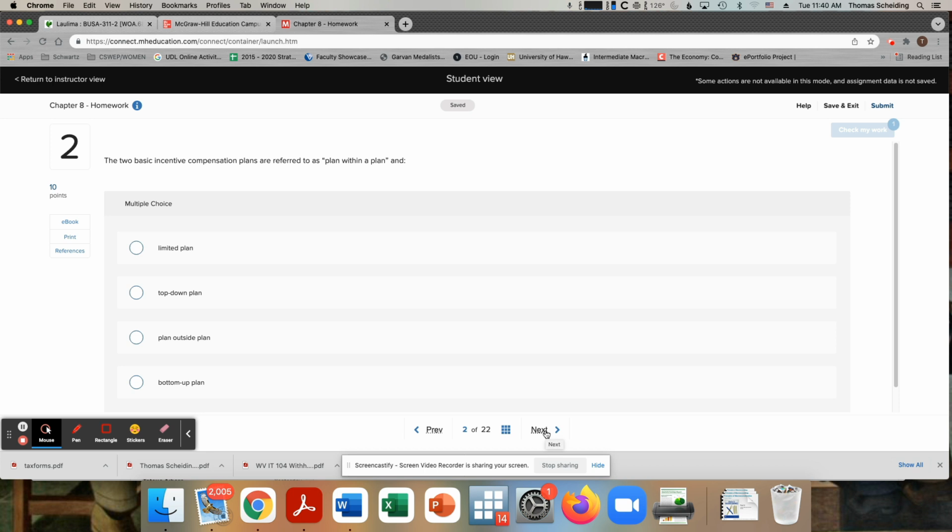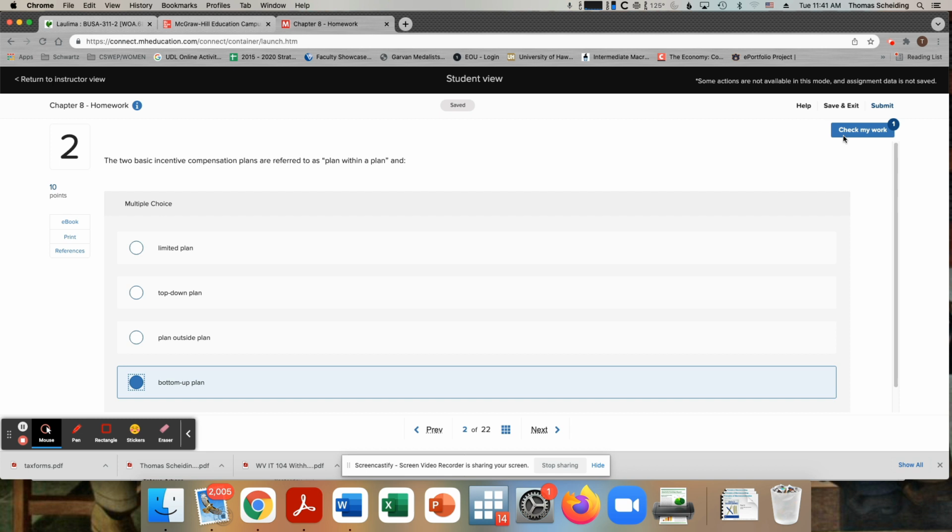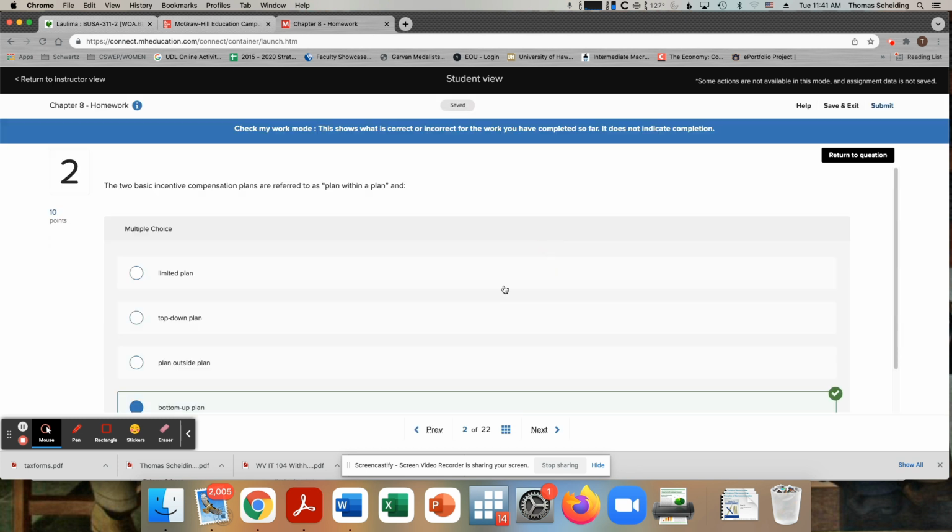Okay, so then in looking at the incentive compensation plans, the first one is the plan within a plan, and then the other one, and this is sort of definitional, would be our bottom up plan. This is just pretty easy. There's not a lot to really explain here because this is definitional.